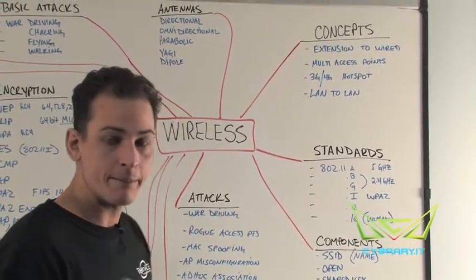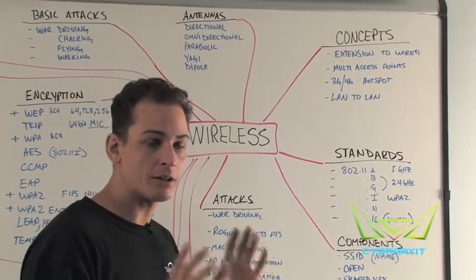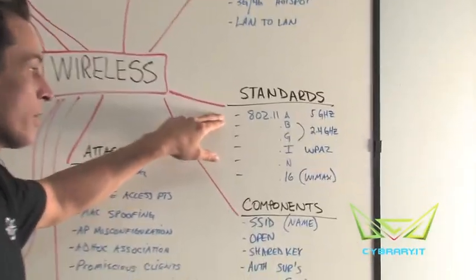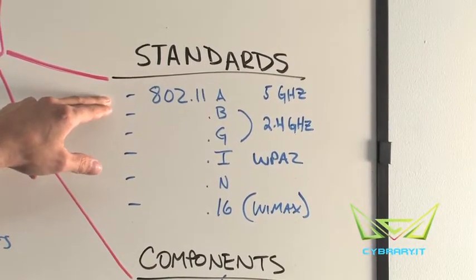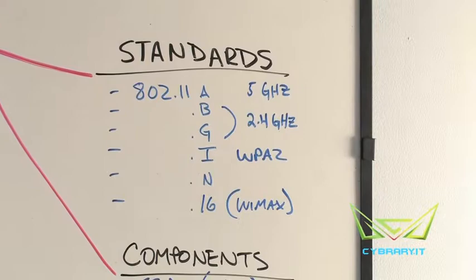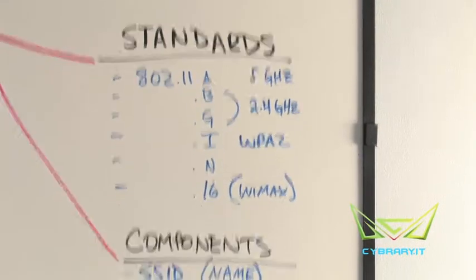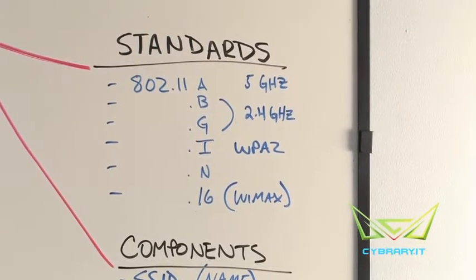To realistically be an expert in this field, you have to know a lot of the basics of the wireless transmissions. So let's look at the standards. You're going to need to know all of the 802.11 series: A, B, G, I, N, and 16. So 802.11a, this was our first standard or series, and that operated off of the 5 gigahertz frequency.